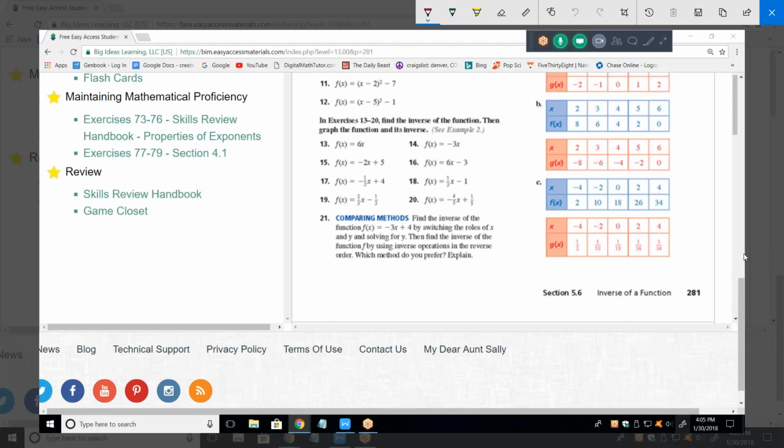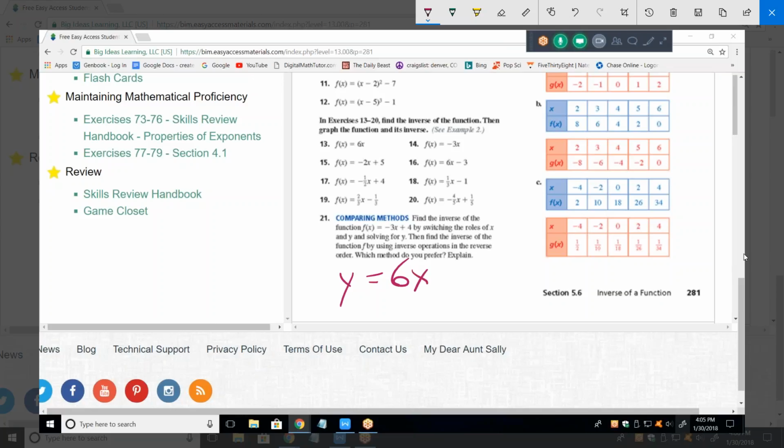So how do I find the inverse? Three basic steps. They're pretty simple. So switch the x for the y. Well, there's no y. So the first step really is to substitute y for f of x. Okay?